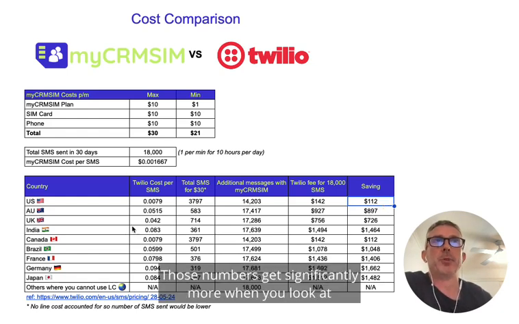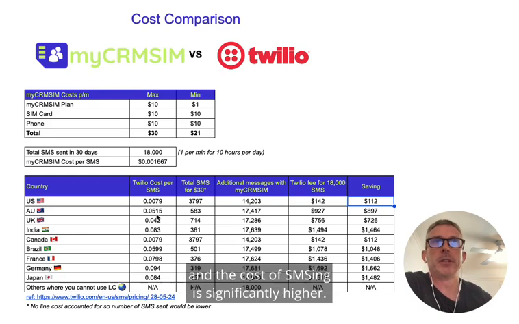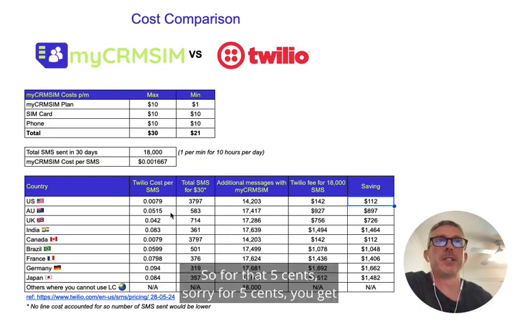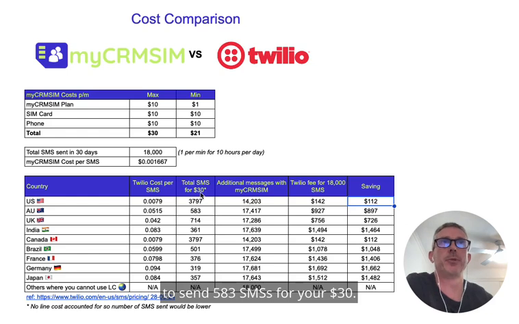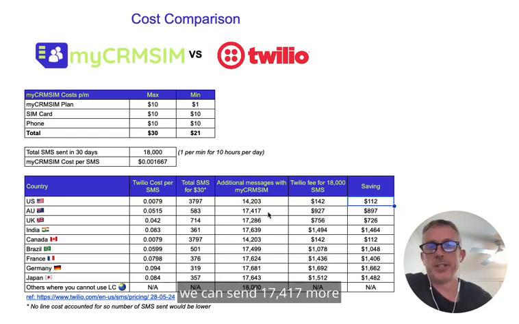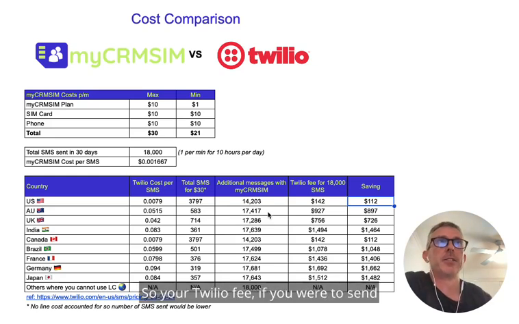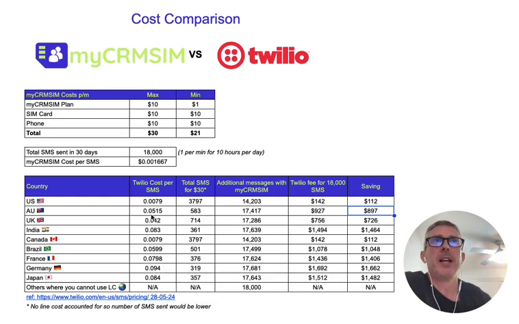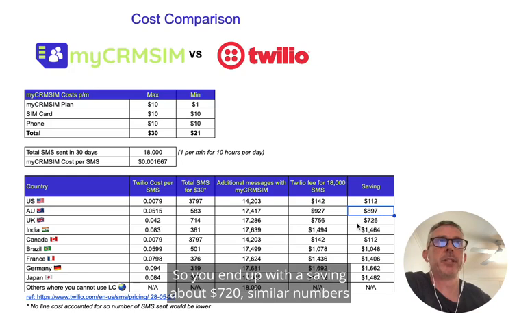Those numbers get significantly more when you look at countries like Australia, where we are, where the cost of SMSing is significantly higher. It's about 5 cents an SMS in Australia. So for 5 cents an SMS, you get to send 583 SMSs for your $30. So using myCRMSIM, we can send 17,417 more SMSs per month. So your Twilio fee, if you were to send that many in Australia, would be $927. So with myCRMSIM, you end up with a saving of $897 there. That's pretty much the same for the UK because they're 4 cents. So you end up with a saving of about $720.